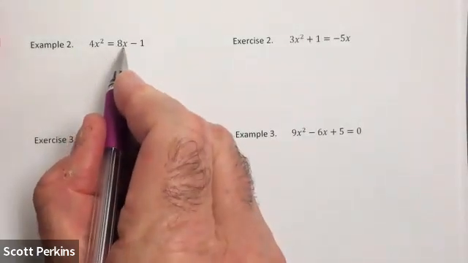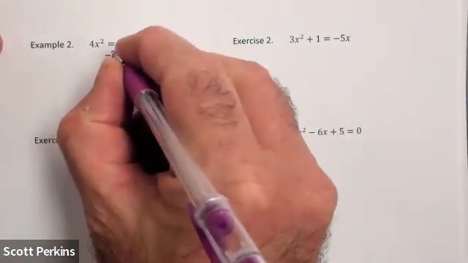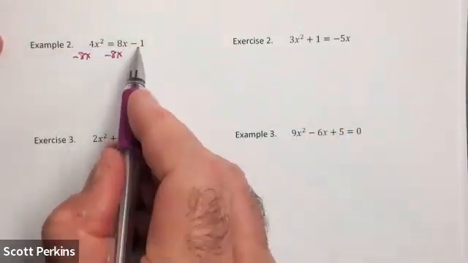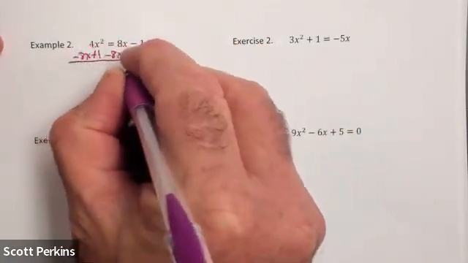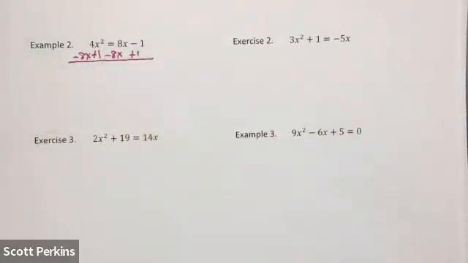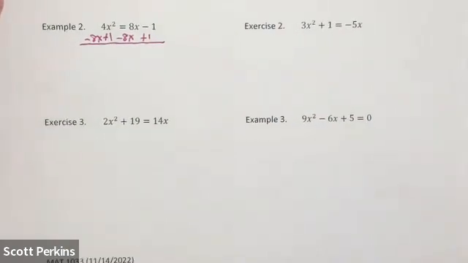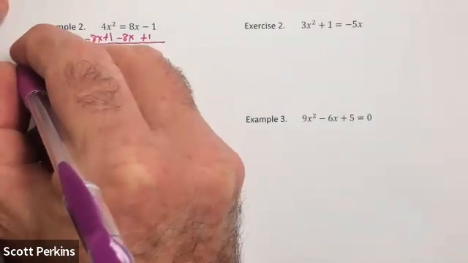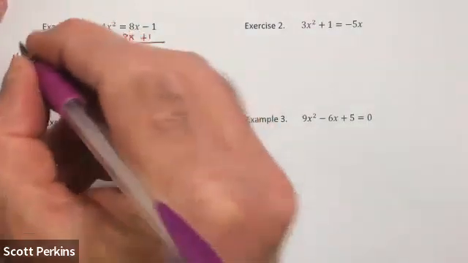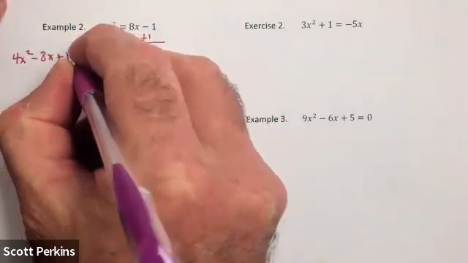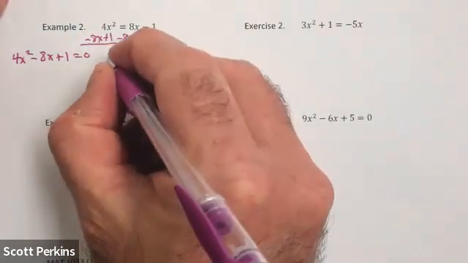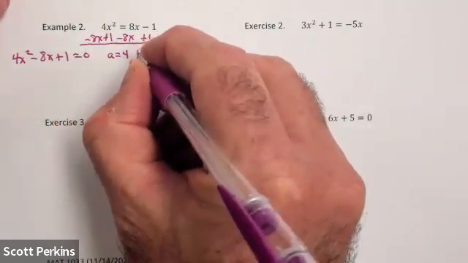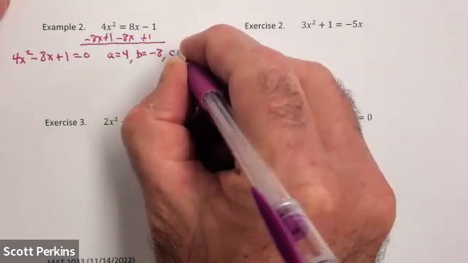So what I need to do is I need to take the 8x and bring it over to this side. So I'm going to subtract it. And then the 1, I need to do the same thing. I need to bring the 1 over to this side. So I need to add the 1. So when I do that, what I now have is 4x squared minus 8x plus 1 equals 0. And I'm ready to rumble. I'm ready to go ahead and solve this using the quadratic formula. The value of a that we're going to use is 4. The value of b we're going to use is negative 8. And the value of c we're going to use is 1.